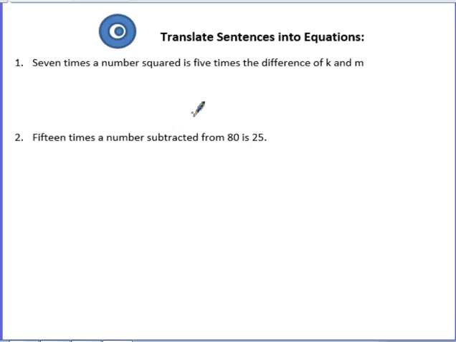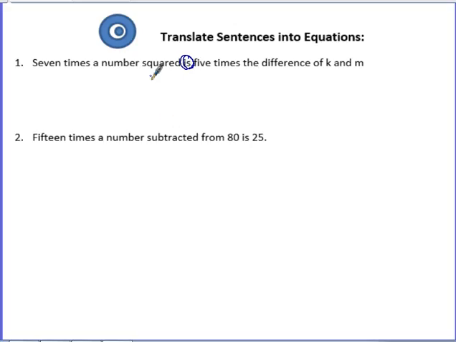7 times a number squared is 5 times the difference of k and m. So a lot of this translating we've done before. What I want you to do is pick out the equal sign. So find the word that represents the equal sign. In this case, they use the word is. Okay, so everything to the left of the word is going to go on the left side of the equal sign. Everything to the right of the word is going to go on the right side of the equal sign. And then we're translating just like we did in chapter 1.